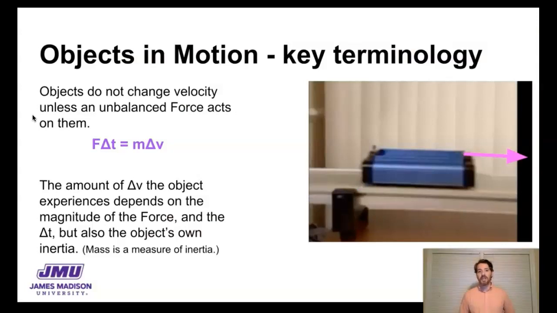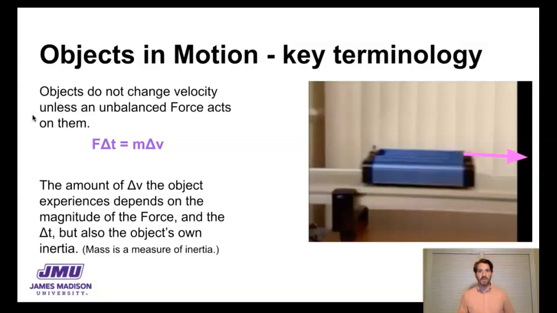Objects do not change velocity unless an unbalanced force acts on them. And the equation that governs that relationship is force times the amount of time elapsed that the force is applied to the object equals the mass of the object times the change in velocity of the object. And the amount of delta V the object experiences then depends not only on the magnitude of the force, but also on the amount of time for which that force is applied, and also, of course, the object's own inertia.